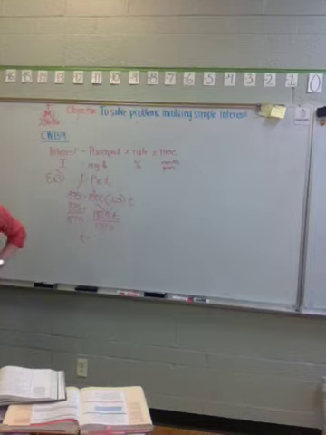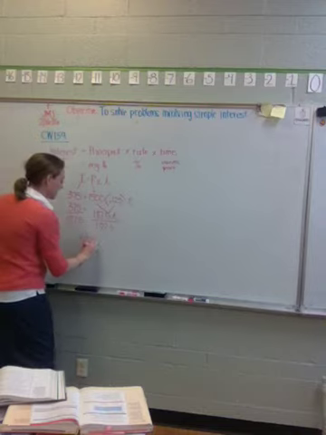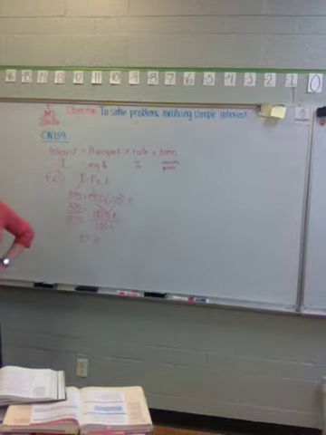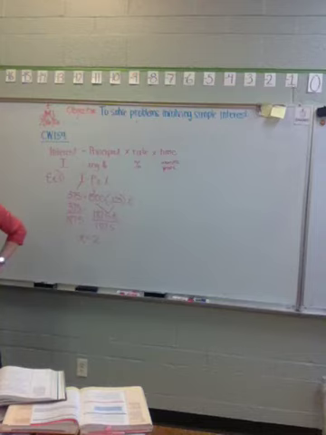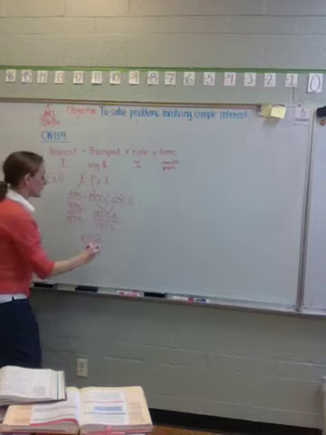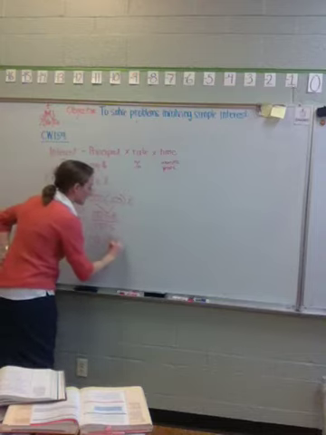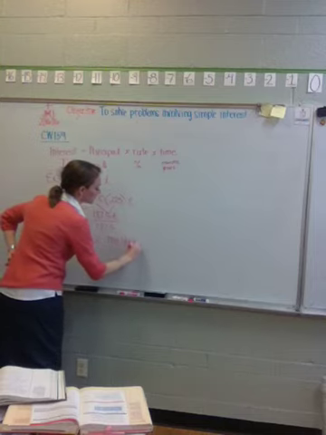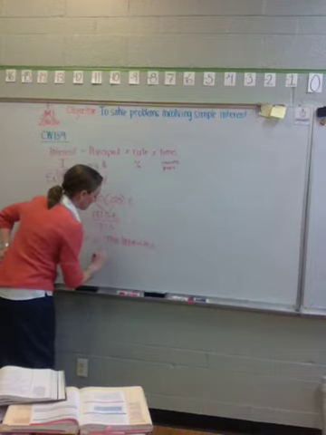It's 2. Okay? So t equals 2. So what does 2 mean? 2 years. The loan was paid off in 2 years.